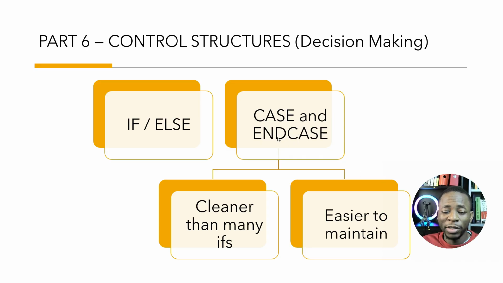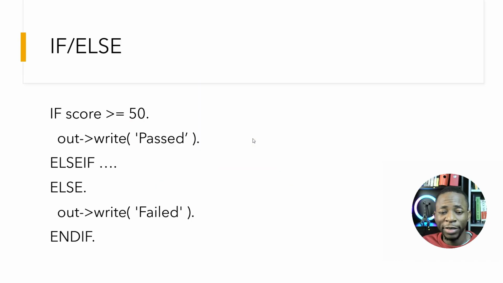Now, let's look at the if statement first, with an example. Here you see that if score is greater than or equal to 50, we're going to write the statement passed. When we have multiple conditions that we want to check, then we add the else if statement. Of course, we check from top to bottom. The first one that runs wins the race. If the first code runs, then the rest of the code is not executed.